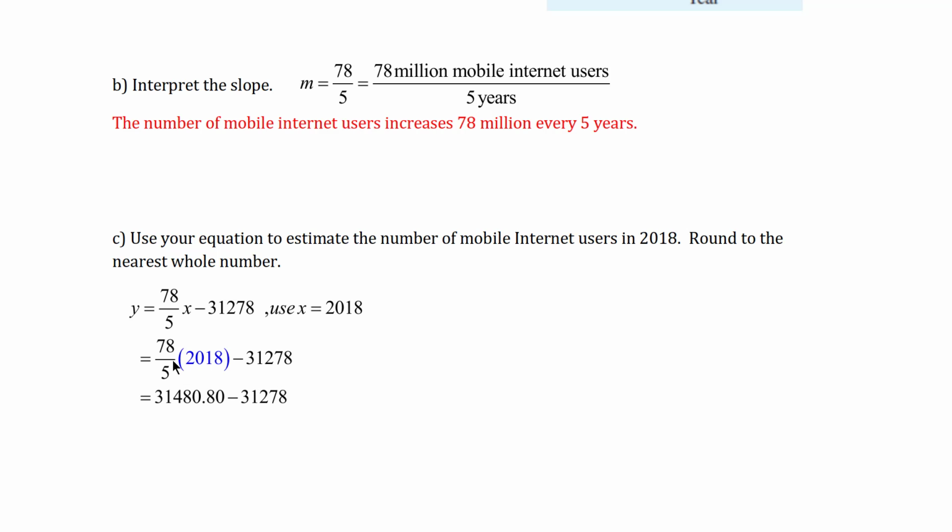Next, we go ahead and simplify. So 78 over 5 times 2018 is 31,480.80. And we bring down the minus 31,278. Taking the difference of those two numbers, we get 202.80. Next, we need to round 202.80 to the nearest whole number, which is 203. Writing our final answer in a short sentence, I have the number of mobile internet users in 2018 is 203 million.